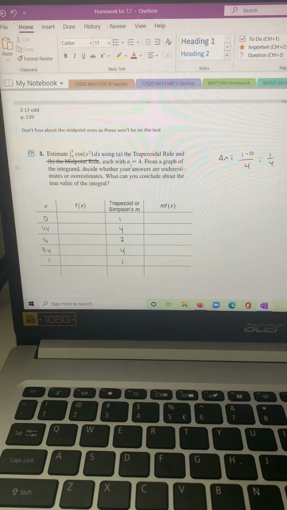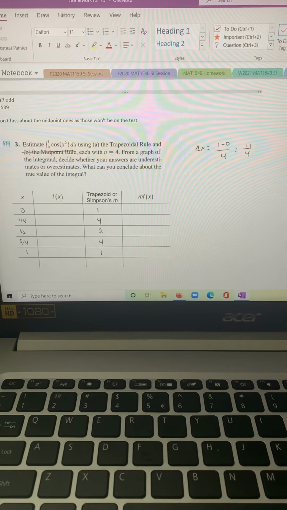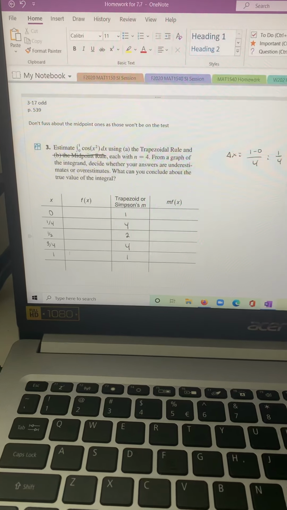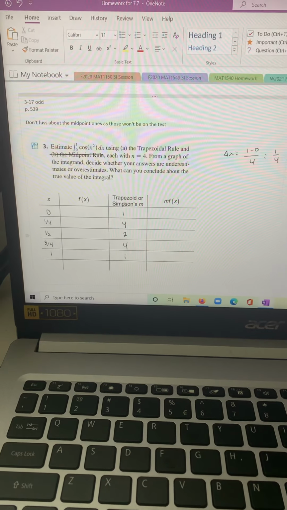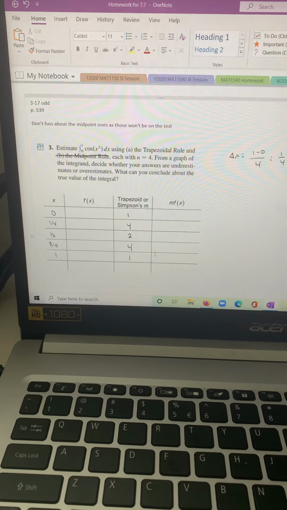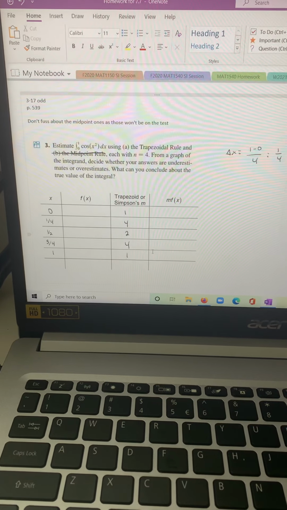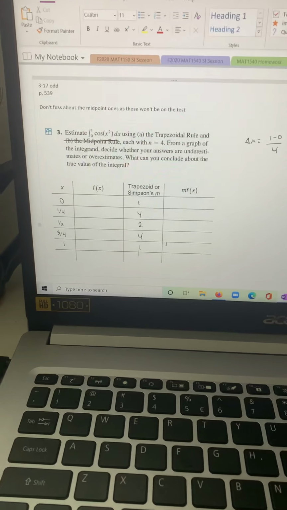Then our n is going to be 4, so I figured out I'm going to have an interval every quarter, so I filled those in over here, and then I filled in the coefficients from the trapezoid rule. I think these are the correct ones from the trapezoid rule. I'll have to double check.